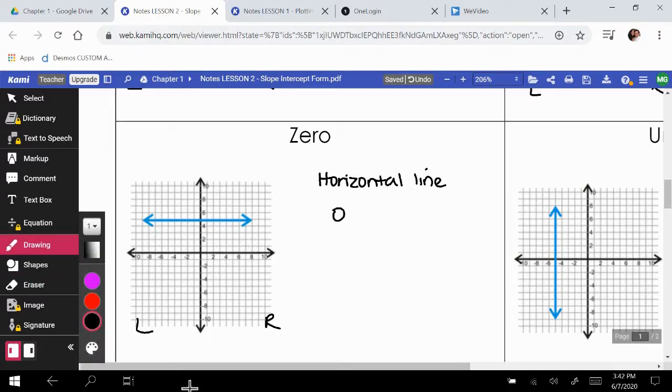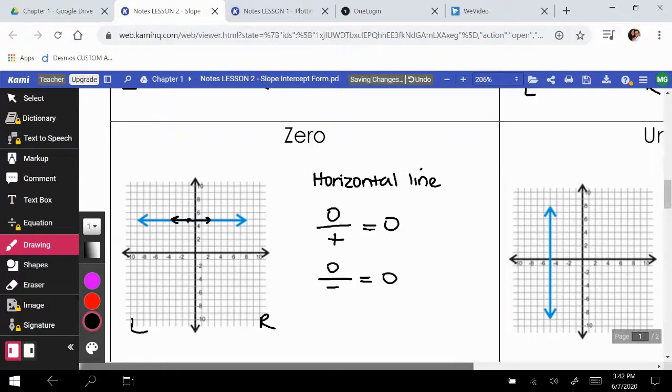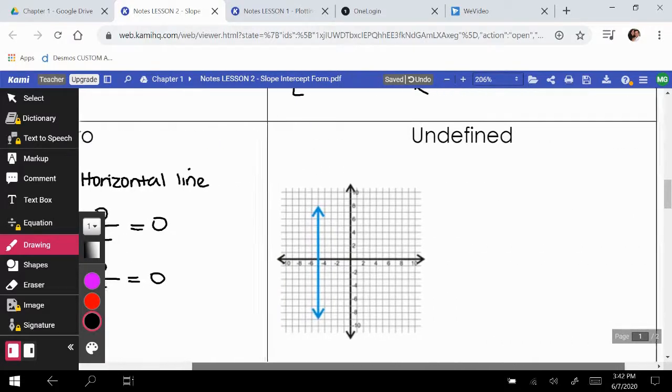There would be no rise, and you can really move this way or this way. Let's just say the run is positive. 0 divided by a positive number is still going to be 0. Okay? Or if you move to the left, 0 divided by a negative number is still going to be 0. Okay? Either way, your rise over run is 0.